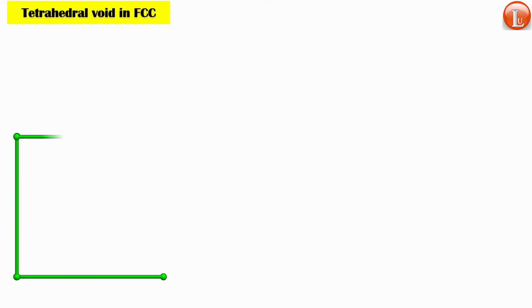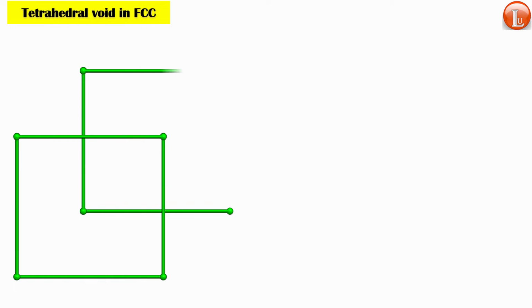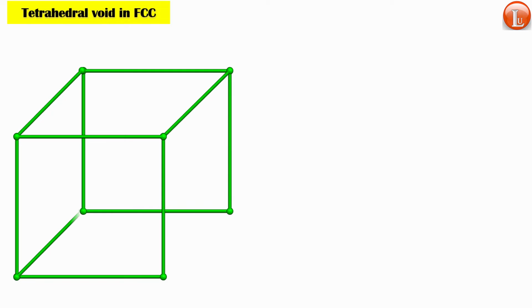Now we're going to talk about the tetrahedral void in FCC. Now I'm going to draw a cube and I'm going to consider this point as my origin. So I'm going to draw the axes, positive x, positive y, and positive z.